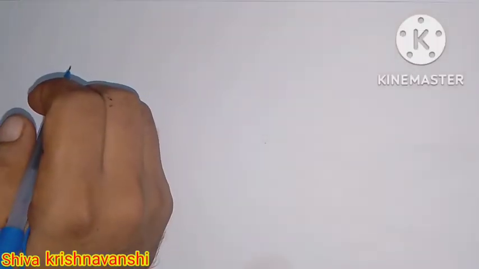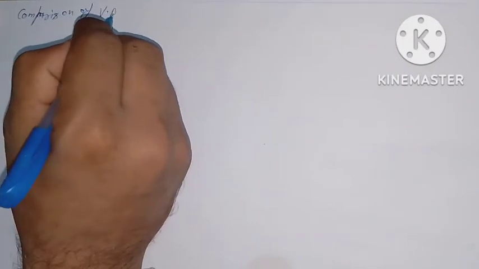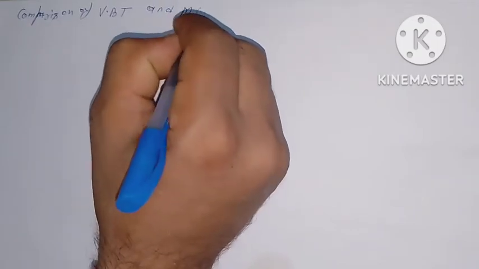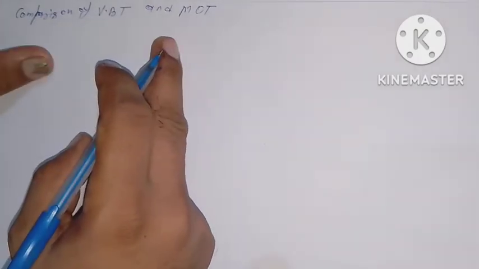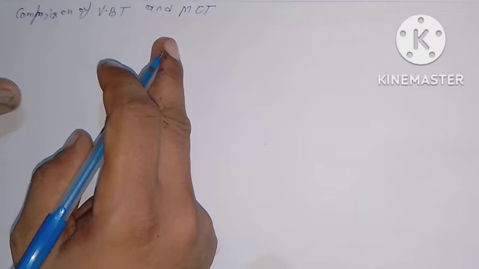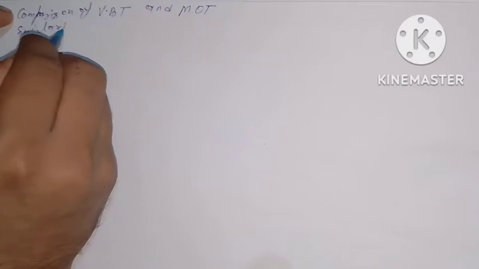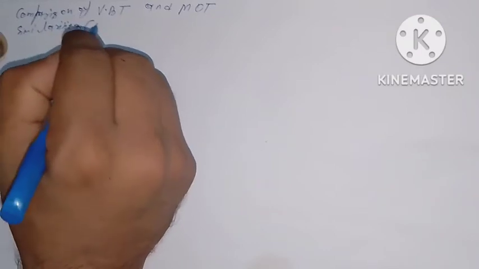Next is a comparison of valence bond theory and molecular orbital theory. Comparison of VBT and MOT. Similarities, that means common characteristics of VBT and MOT.